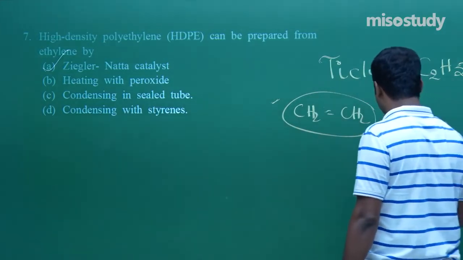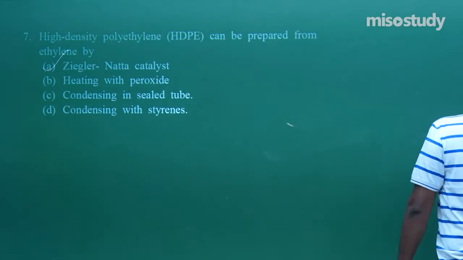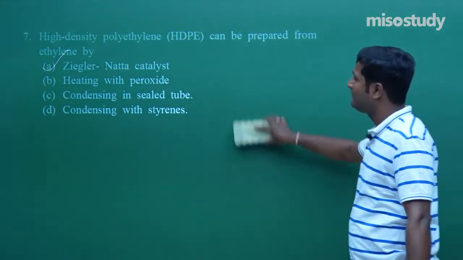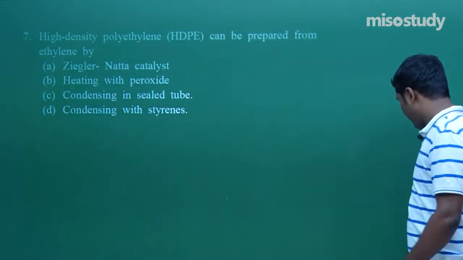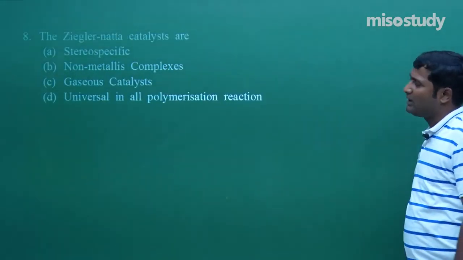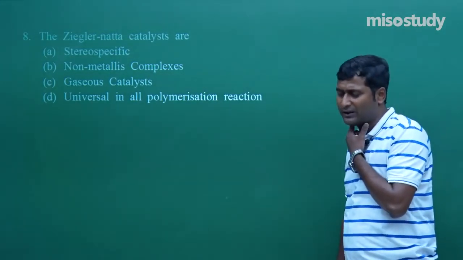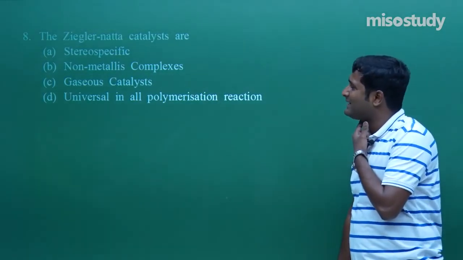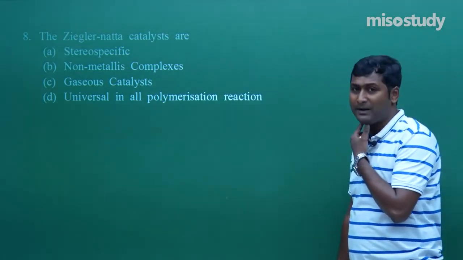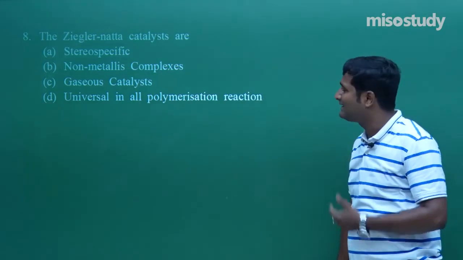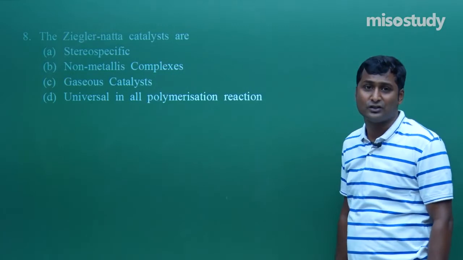Now friend, I am going to rub this part and we'll discuss the next question. Wait for a moment. Listen carefully. Question number 8. The Ziegler-Natta catalyst. Read the question carefully. What is given here? The Ziegler-Natta catalysts are stereospecific, non-metallic complexes, gaseous catalysts, and universal in all polymerization reactions.